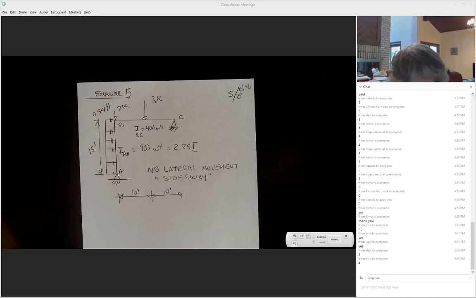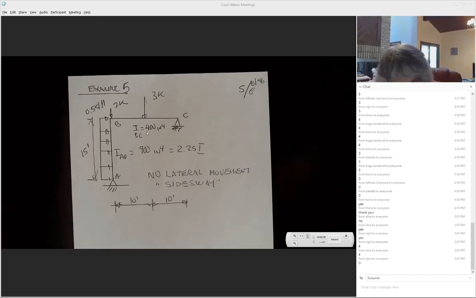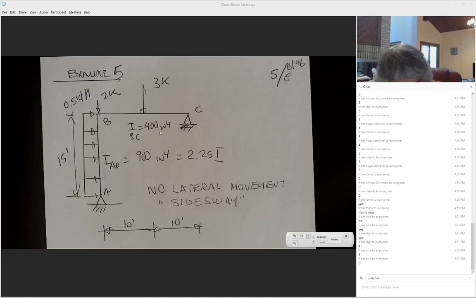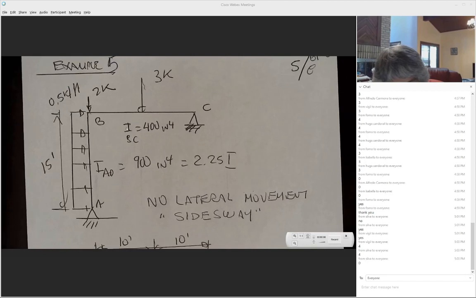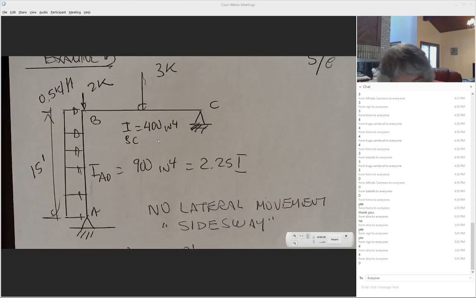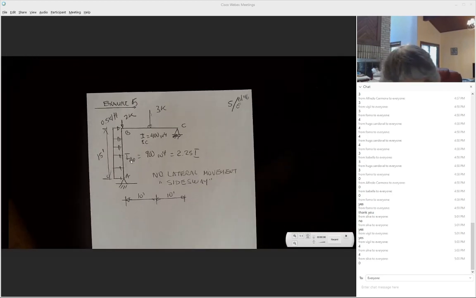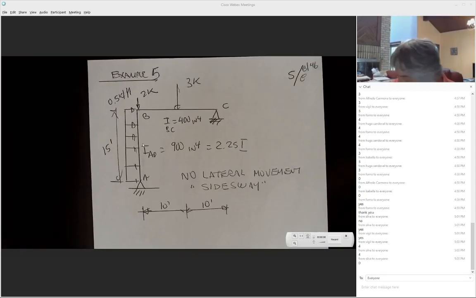Look, what is the moment at A? What is the moment at A? 0. So why would you want to use 4EI? You have to use 3EI over L. If you look at 400 and 900, normally, if this is I, this is 2.25I. Just a different way of solving the problem, I and 2.5I. So the stiffness of this member is going to be 3EI over L.